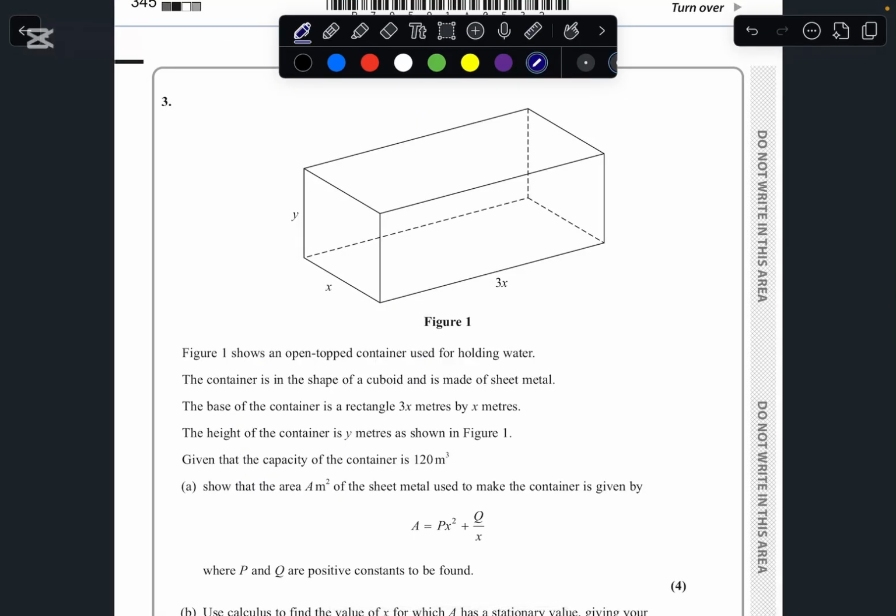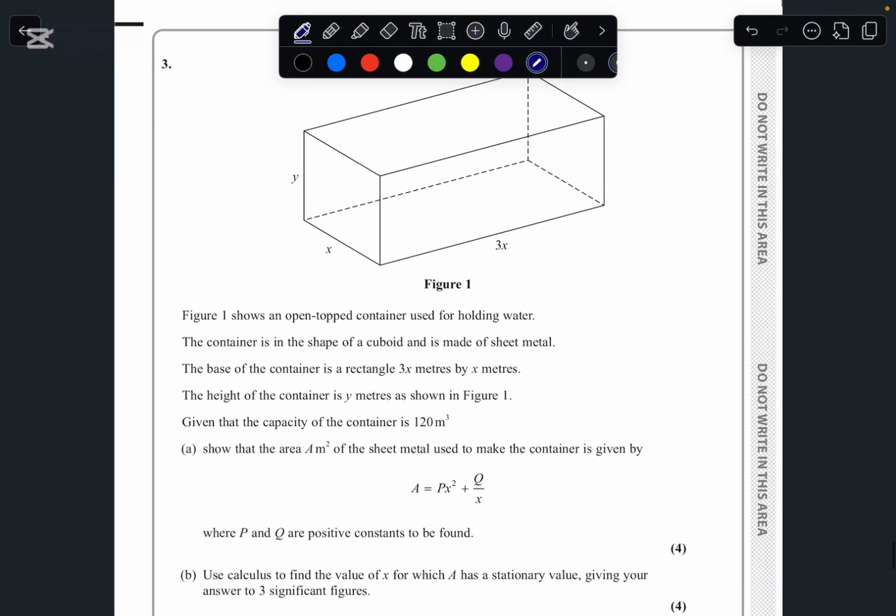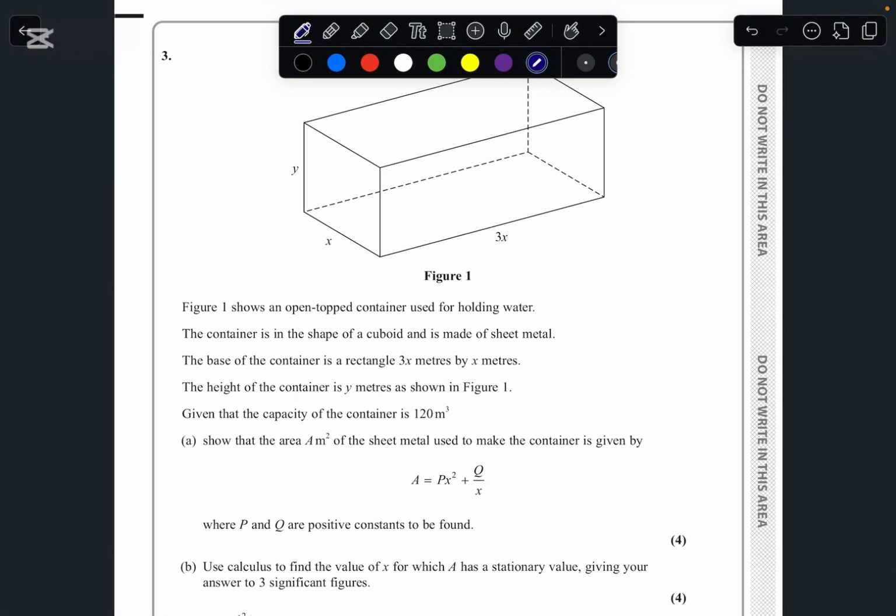In question 3, we are shown an open-topped container used for holding water. The container is in the shape of a cuboid and is made of sheet metal. The base of the container is a rectangle 3x meters by x meters, and the height of the container is y meters as shown in figure 1. Given that the capacity of the container is 120 meters cubed, show that the area, in meters squared, of the sheet metal used to make the container is given by the equation A equals px squared plus q over x, where p and q are positive constants to be found.